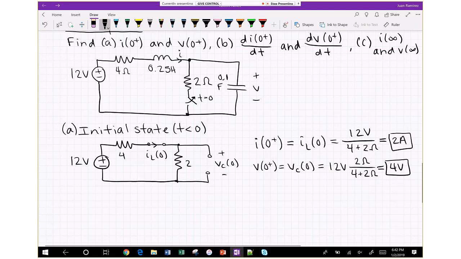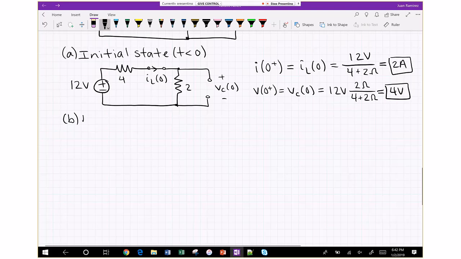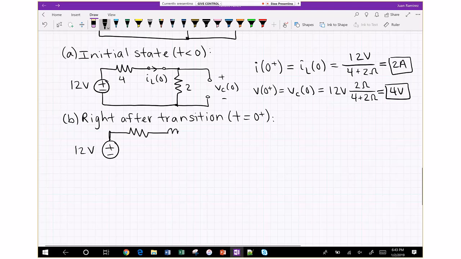Okay. Then what? Then we say step B. We're going to analyze the circuit right after the transition. Okay, and because this is happening right after the transition, things are no longer in steady state. A transition has happened, there is stuff changing. We can't assume the inductor looks like a short or the capacitor looks like an open. So now, I have to redraw the circuit pretty much the way it was before, except that 2-ohm resistor is no longer part of the circuit because this is right after the transition, which means the switch opened.